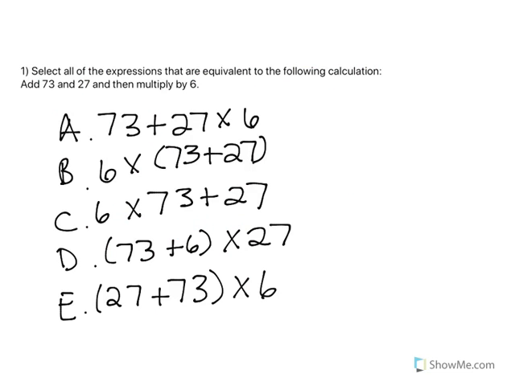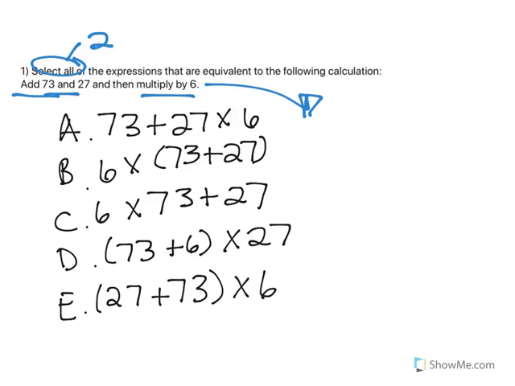This is very similar to question number 1. I'm just using different numbers. It says to select all of the expressions that are equivalent to the following calculation: add 73 and 27 and then multiply by 6. Before I even start going through my options, the first thing I see is that it says select all, so I know there's going to be more than one answer. But I want to write the expression myself so that I can compare it to my options.